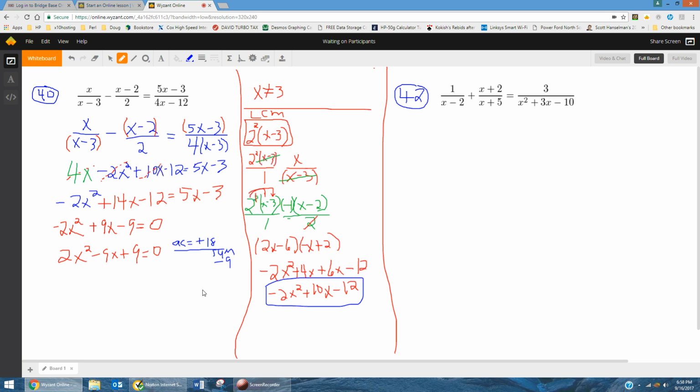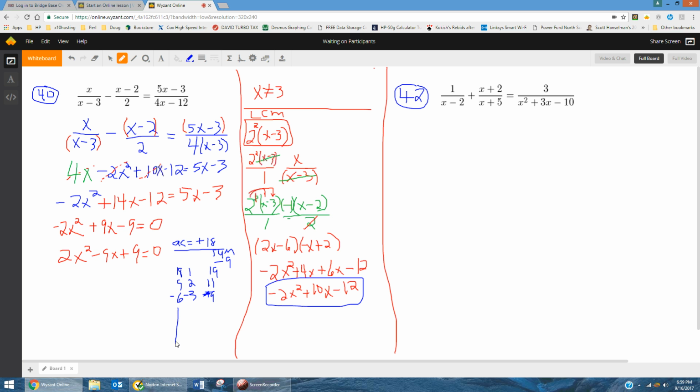This is scrap paper work here too. So what's some multiples of 18? Well, there's 18 times 1. Those add up to 19. There's 2 times 9, or 9 times 2. Those add up to 11. There's 6 times 3. Those add up to 9. That's what I'm looking for. And I want actually to have a minus 9. So these both have to be minus.